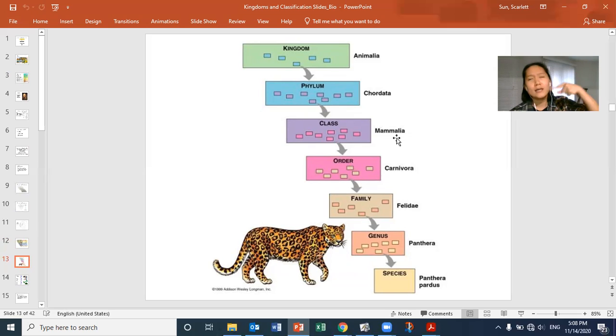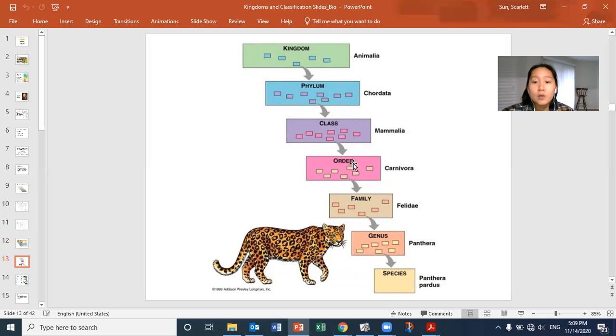So what is an animal that you can think of that is a mammal, but only eats plants? I can think of a couple, right? Cows, horses, goats, right? Those are all mammals that do not belong in Carnivora. So they would be in a separate order.